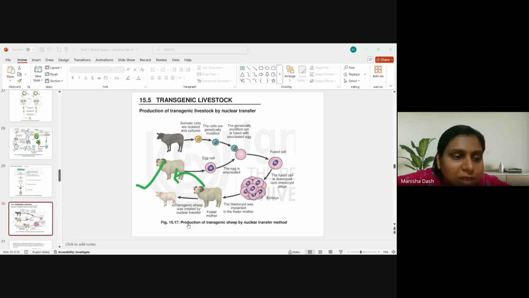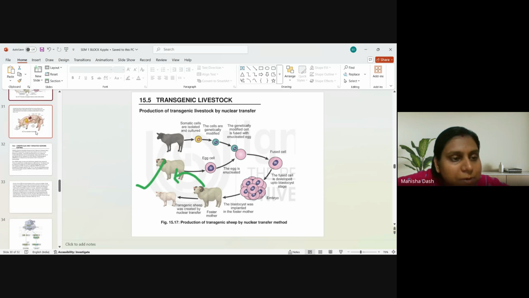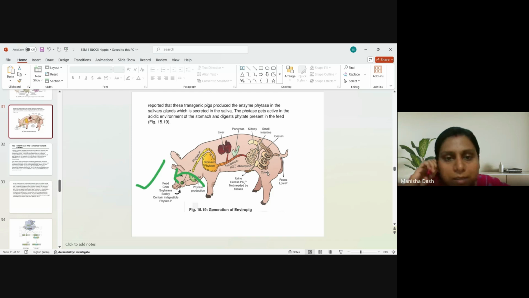Okay, then coming to transgenic animals, like we saw the transgenic plant. Similarly, transgenic animals can be produced. A very common example is the formation of Dolly the sheep, which was first formed by nuclear transfer. The same thing is being explained here. I don't think it is of much importance. Here is one example that you need to see, that is the development of the Enviropig. This pig is actually very environmentally friendly. Why?